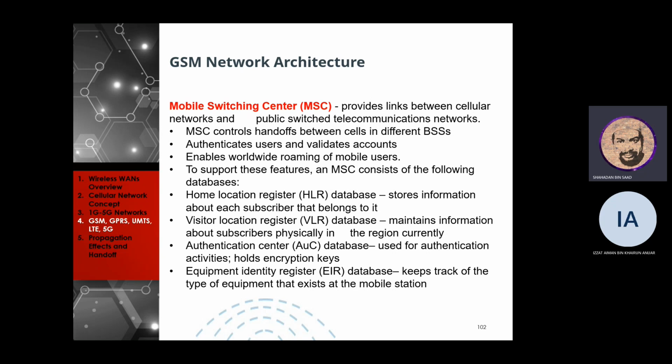As we remembered before, for cellular we have the HLR and VLR. The home location register is a database that stores information about each subscriber that belongs to it. The VLR maintains information about subscribers in the region or country, so it is a duplicate, a copy. Then the authentication center, AUC, is a database used for authentication activities, encryption keys. And the equipment identity register, EIR, is a database to keep track of the type of equipment that exists at the mobile station.